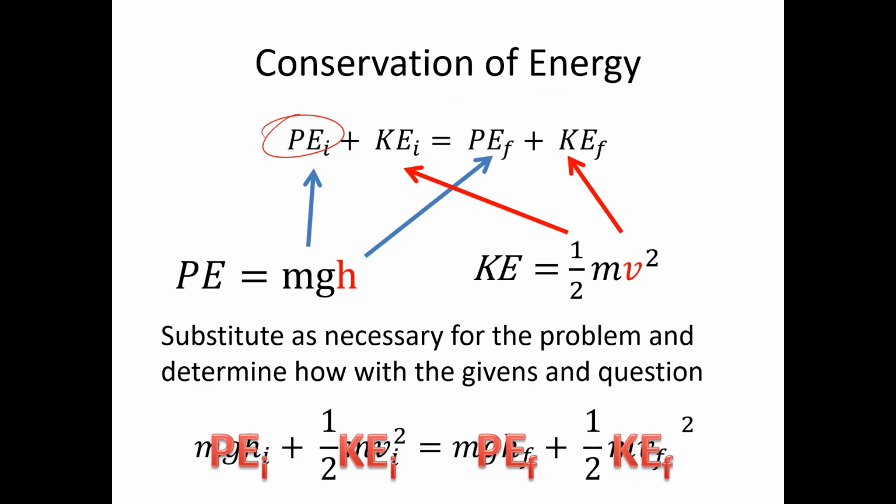But any one of these things could be converted, can be substituted for this mgh initial. This could be substituted for the 1/2 mv squared initial. This could be substituted for the mgh initial. This KE could be substituted for 1/2 mv squared final. These would be finals over here at the end. And so you'll see through the example as we work through problems.